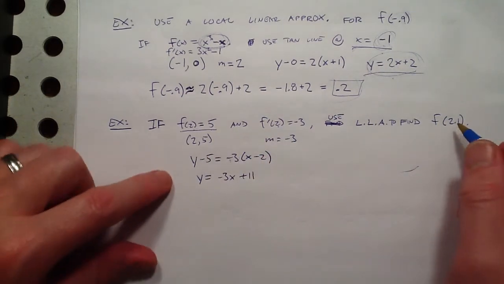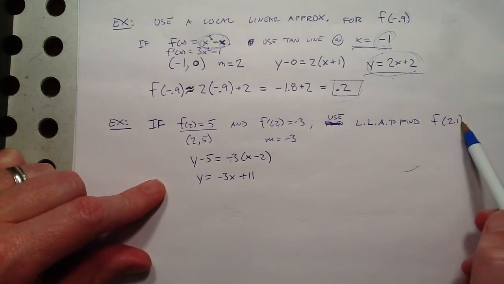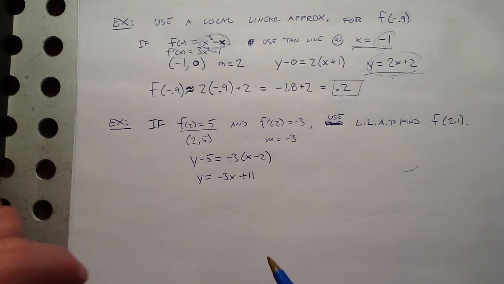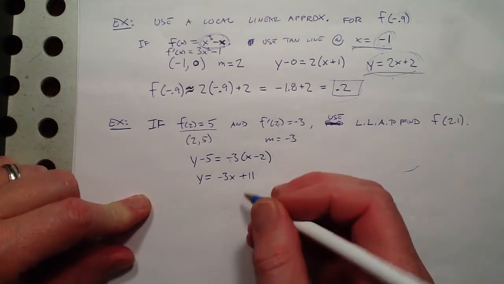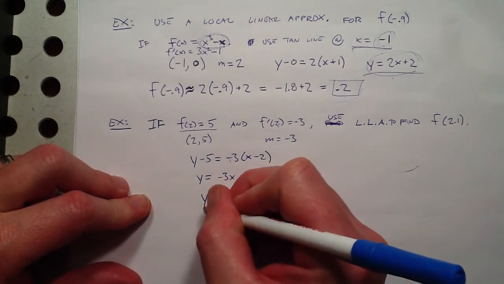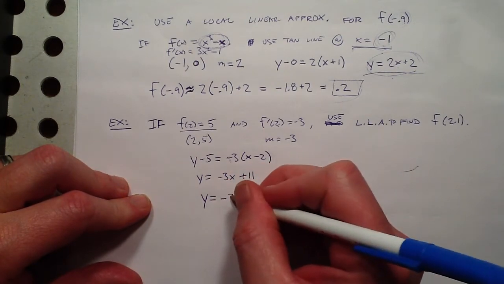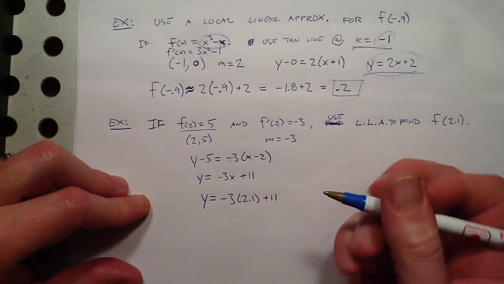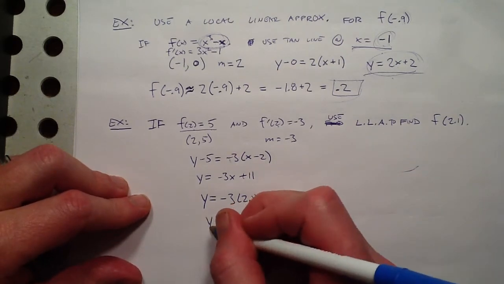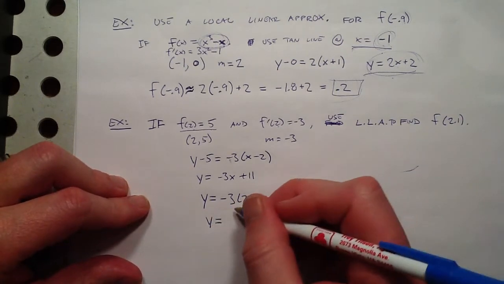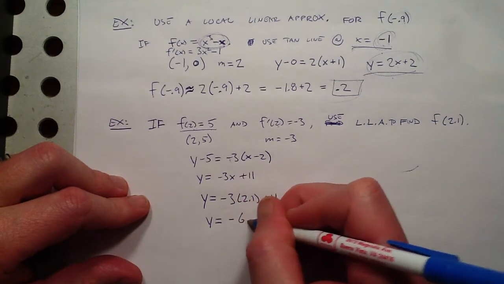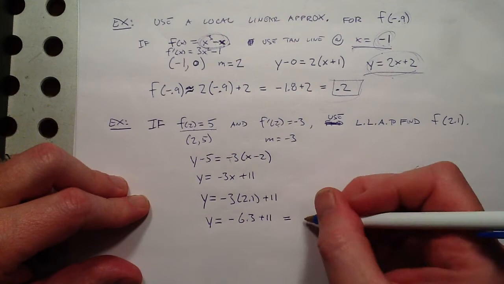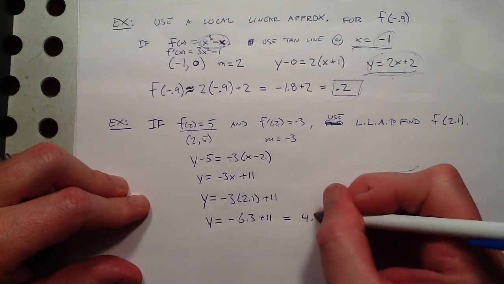Okay, so now instead of plugging 2.1 into the original function, which, hey, I can't do that because I don't have the original function, I have to plug it in to the approximation. Negative 3 times 2.1 plus 11, and I would expect that you could do this without a calculator. That's negative 6.3 plus 11, which is 4.7.